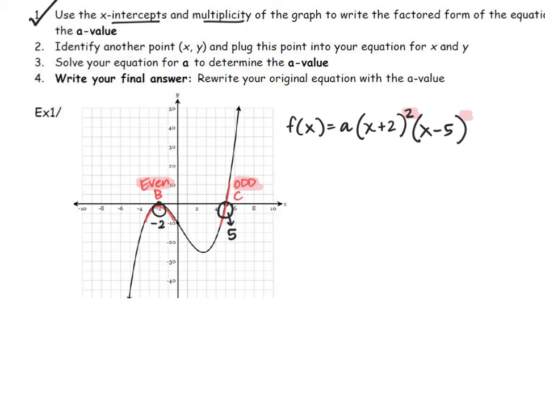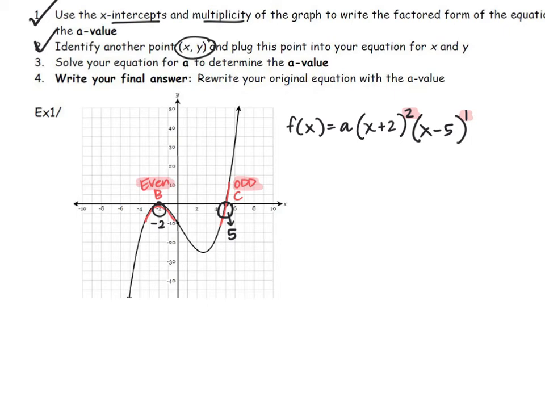And actually, you don't even have to write the 1. You could leave it blank because we know that if there's no exponent, it's automatically a 1. All right, so that's step 1. So we set up our polynomial, we set up our factored form with multiplicity. Step 2, identify another point and plug it in.